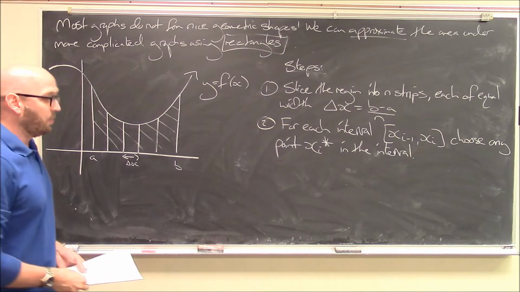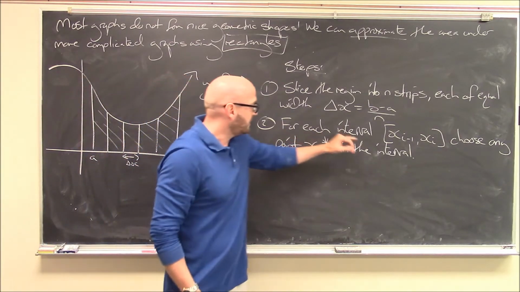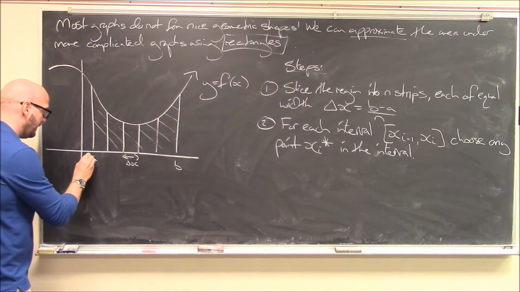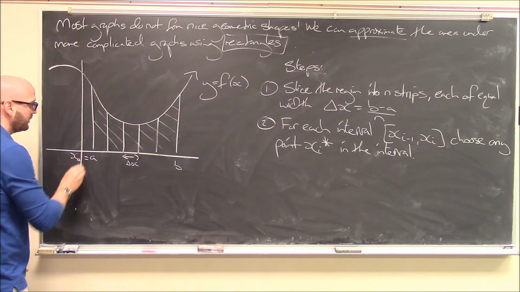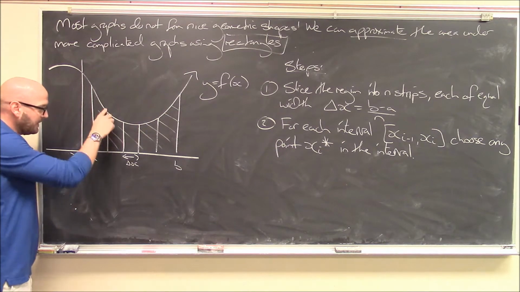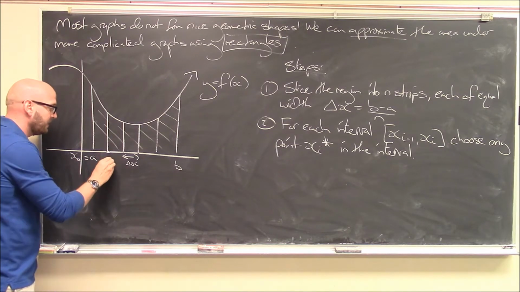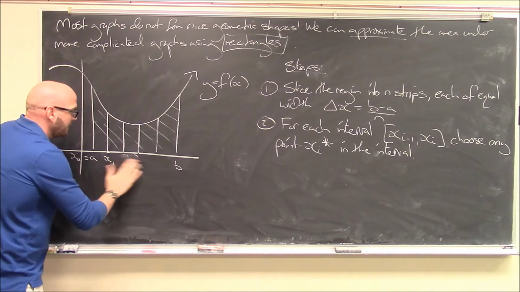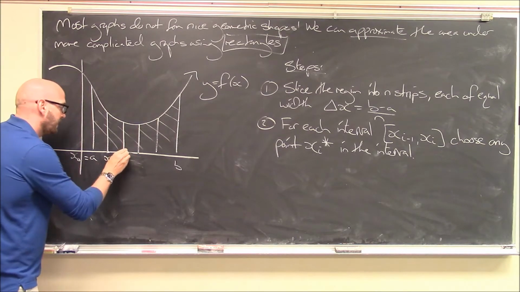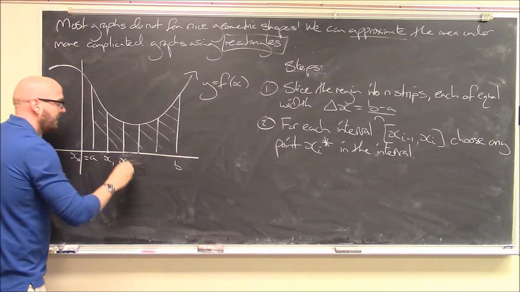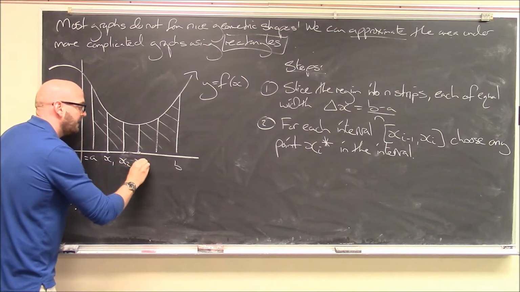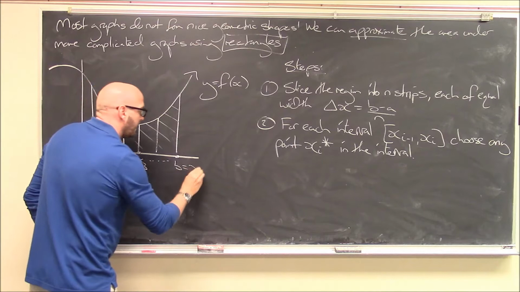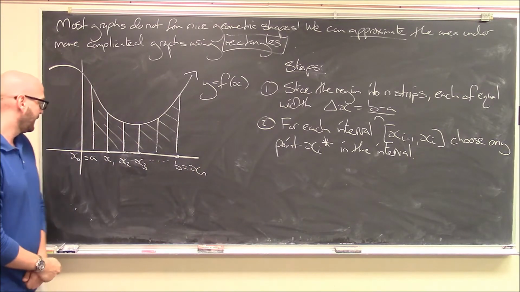Okay, so what is my notation? I'm talking about these intervals. What are these intervals? Well, A, I'm calling that x sub 0. The next point here where I sliced it would be x1. The next point where it gets sliced would be the point x sub 2. This would be the point x sub 3, and so on. And the last point B is x sub n.